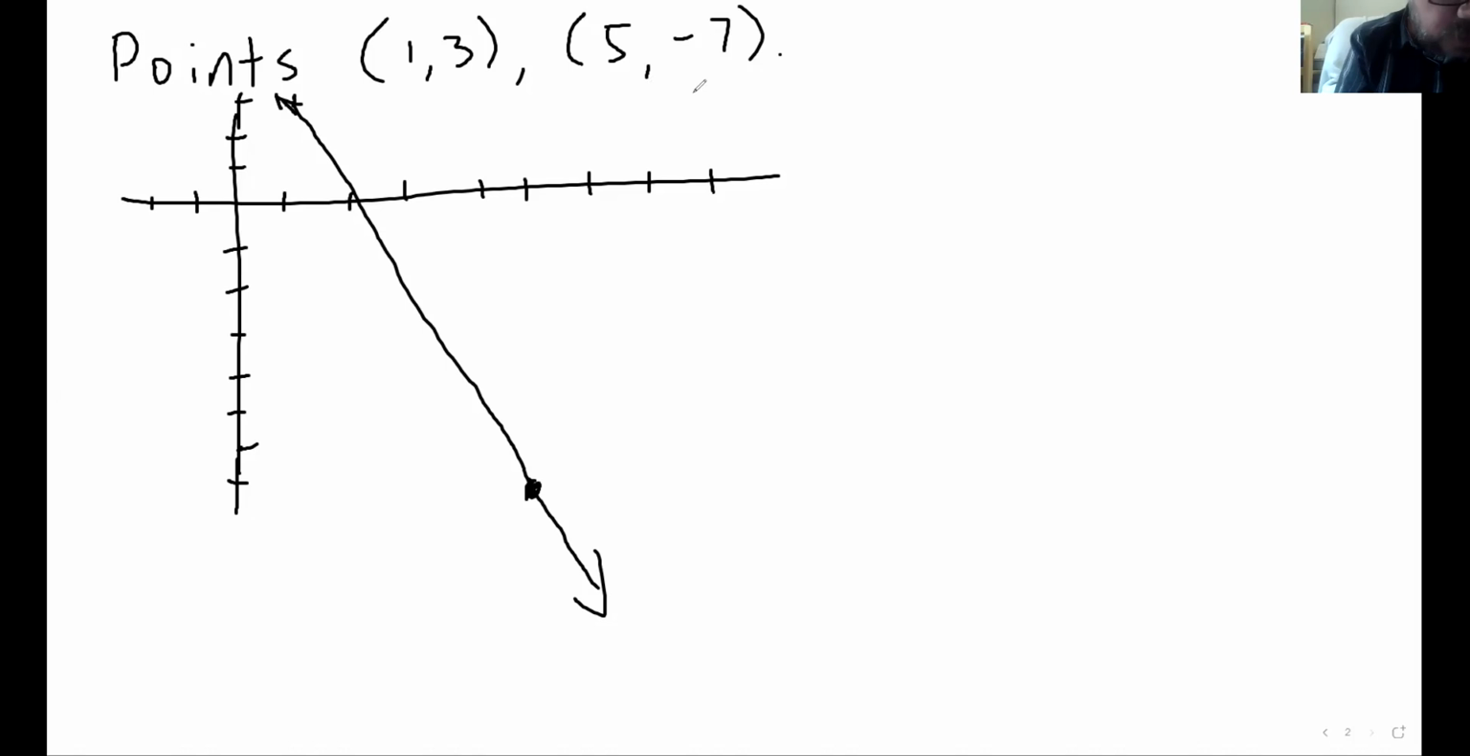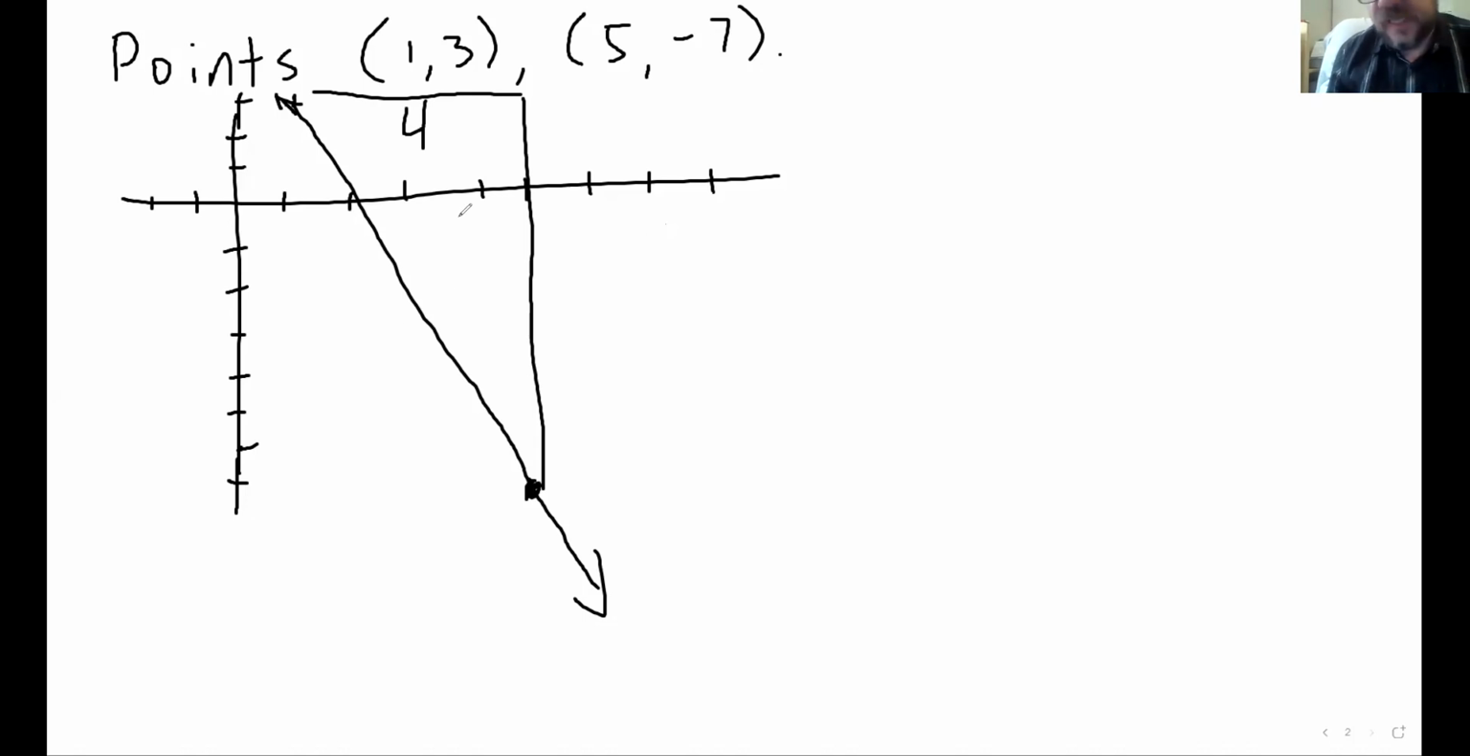So I have this point (1, 3) and this point (5, -7). I can use those two points to find my slope. I've got my rise and my run, and I just need to find those things. My run is the change in the x's. It goes from x equals 1 over to x equals 5, so that change is 4.